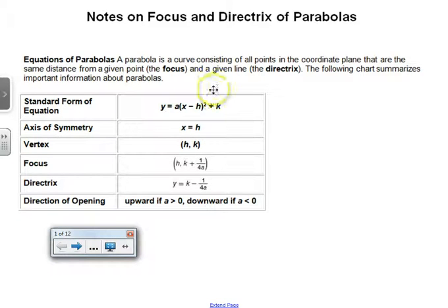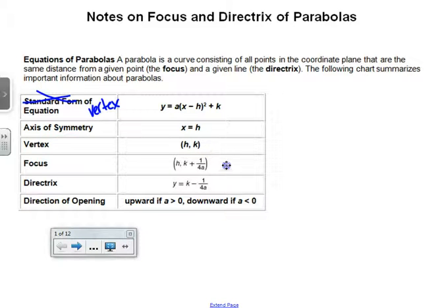So, look over this chart, notice the axis of symmetry, and they call this a standard form. We actually called this the vertex form on our notes. Different books call it different things. Notice the axis of symmetry is x equals h, which is the x-coordinate of the vertex. The vertex is at (h, k), which is something we already knew.